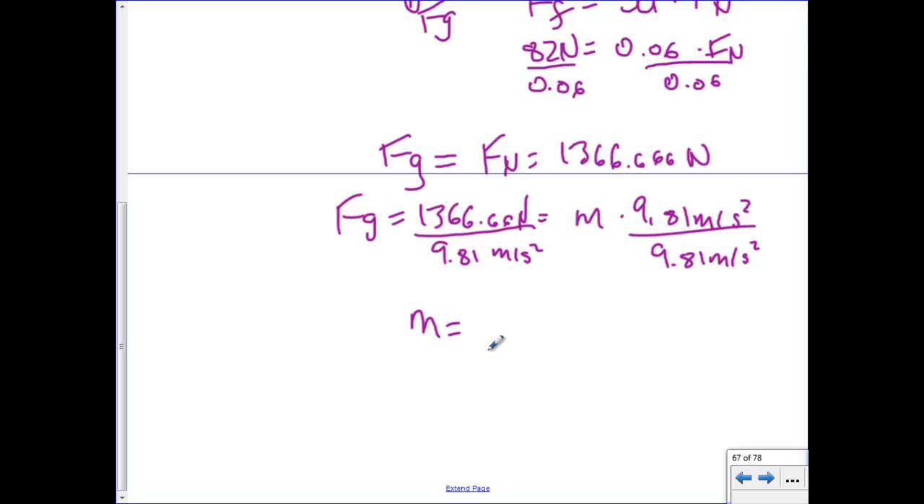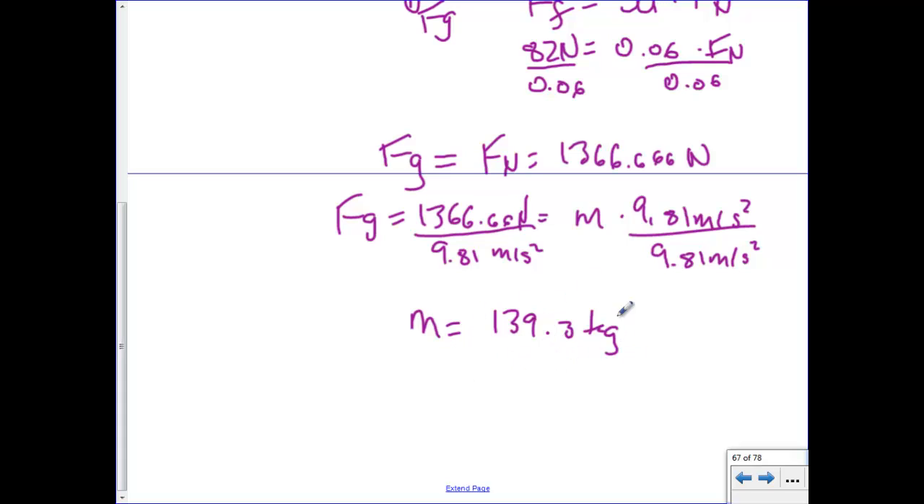When I divide by 9.81, yeah, I got 139.3. Everybody able to get that number though? Okay, now for Hannah's question then. How do we apply that 5 kilograms? Should I add on 5 more kilograms or subtract away 5 kilograms? The answer is subtract, yeah.